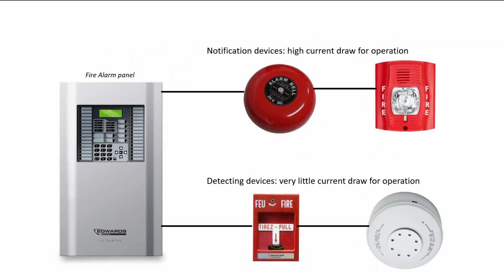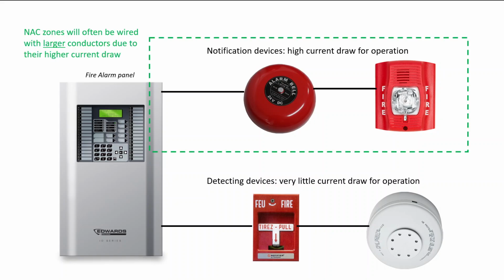Now, it's important to understand that to any fire alarm panel, be it addressable or conventional, there are two general categories of equipment. The first one is the notification devices, which have a high current draw during alarm operation, and the detecting devices, which have very little current draw during operation. NAC zones will often be wired with larger conductors due to their higher current draw when compared to the detecting devices. That then brings us to the type of cables and conductors we'll use.